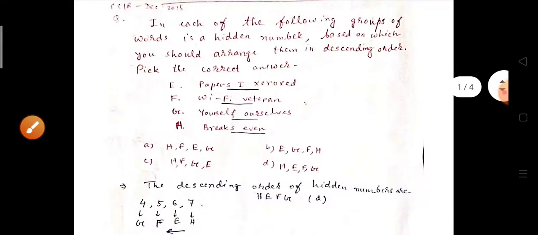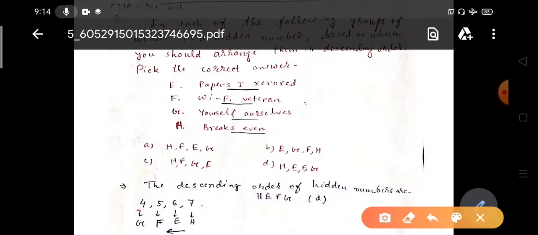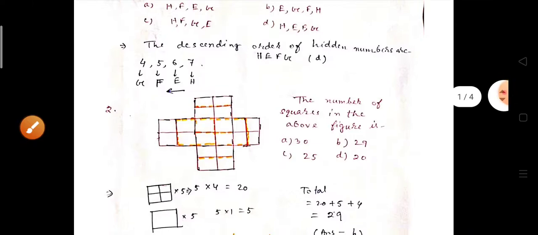So we find four numbers, that is 4, 5, 6, 7, and you find the options assigned: for 4 is option G, for 5 that is F, for 6 E, and for 7 H. Okay, so you have to arrange it in descending order. So H E F G, what is the option? H E F G is option D. So option D is the correct answer.